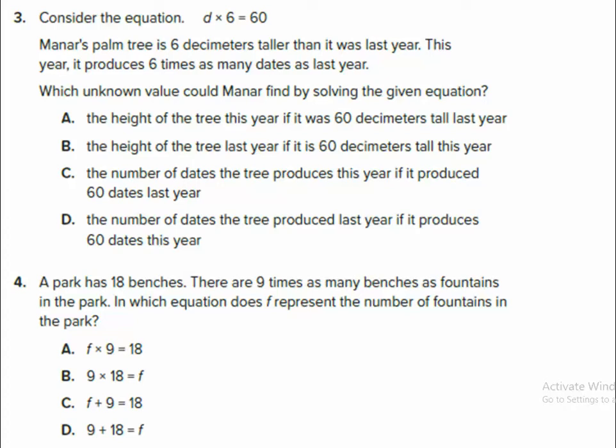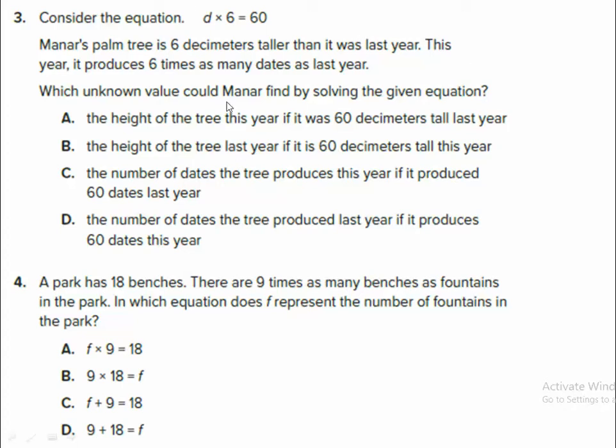Consider the equation d times 6 equals 60. Manar's palm tree is 6 decimeters taller than it was last year. This year it produces 6 times as many nuts as last year. Which unknown value could Manar find by solving the given equation?